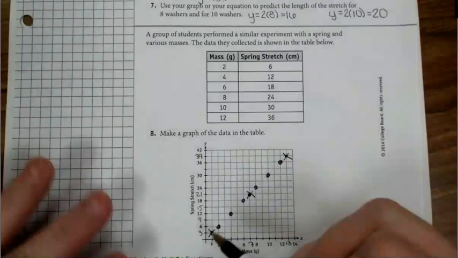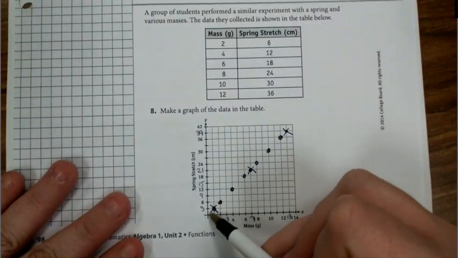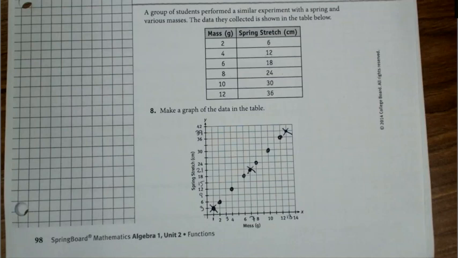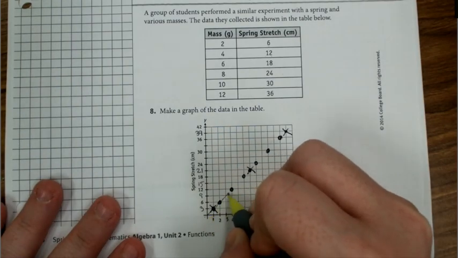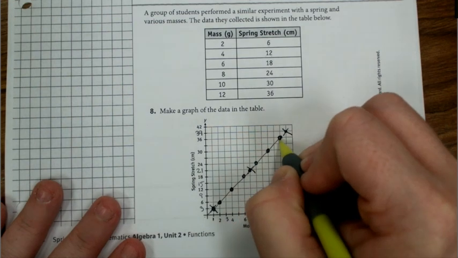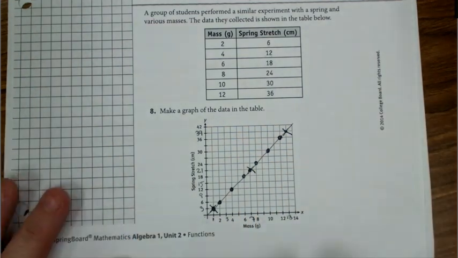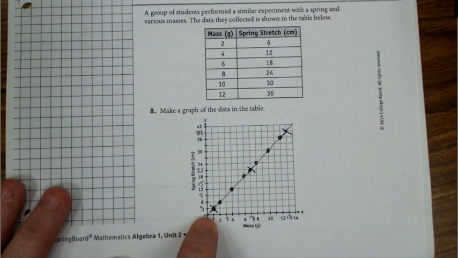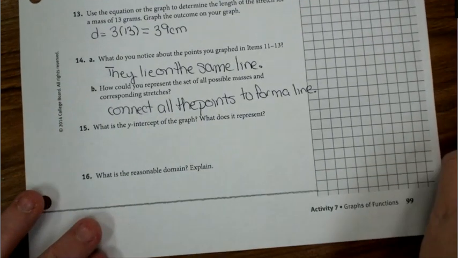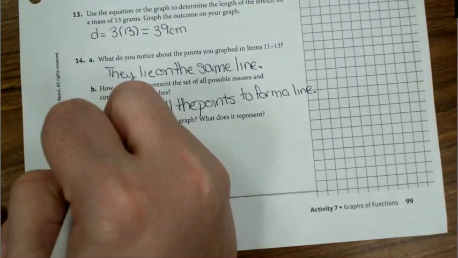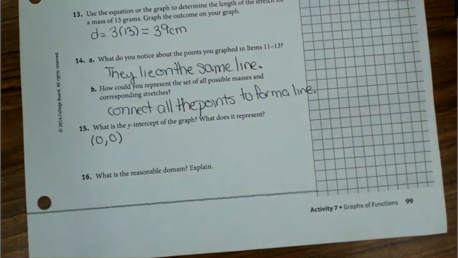It says, what is the y-intercept of the graph and what does it represent? Well, if I connected these dots with a line, right? I'm going to do that in pencil just to kind of show you. My y-intercept would be right here where it crosses the y-axis at 0, 0. So the y-intercept is 0, 0.